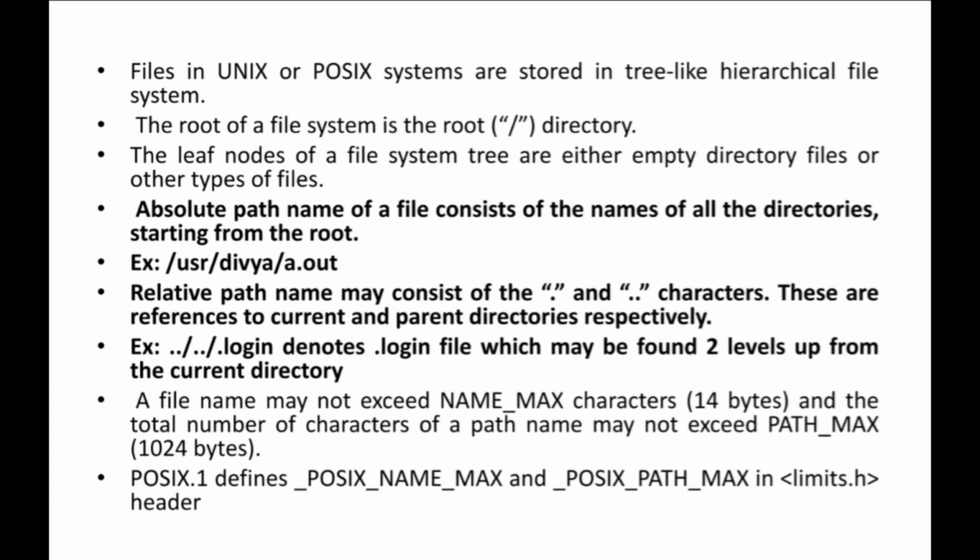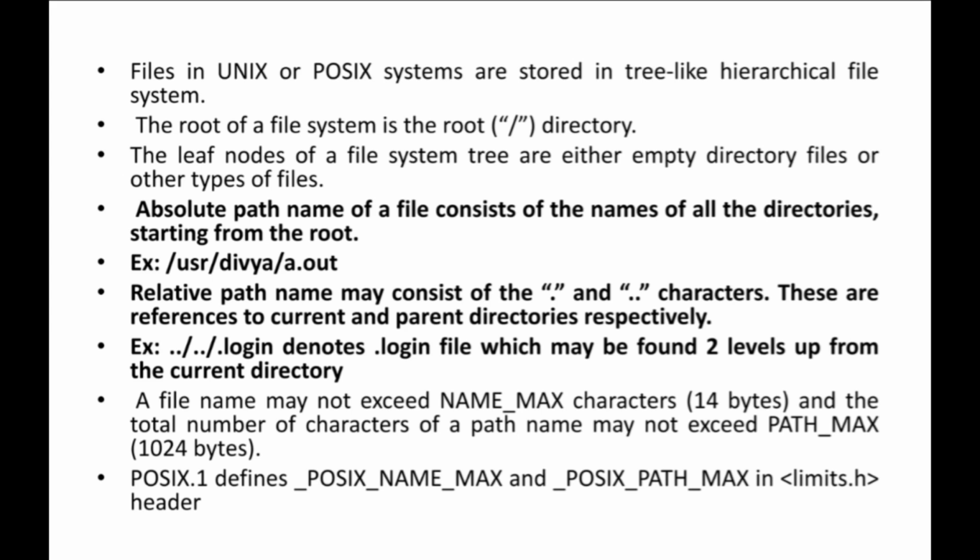So dot represents the current directory, double dot represents the parent directory, right? And for a file name, right, the file name may not exceed the name max characters, 14 bytes. So what I'm trying to say is, if you want to give a name for a particular file, it should be within 14 bytes only. And the total number of characters a path name may contain, right, it should not exceed 1024 bytes.